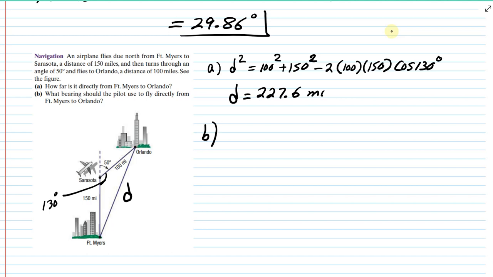In part B, what bearing should the pilot use to fly directly from Fort Myers to Orlando? The bearing that they're talking about is this one. This is the angle theta. Now in navigation, the bearing has to do with the angle that is formed from north-south. Let me draw my compass here. So I have north, south, east, west. This is the bearing theta.